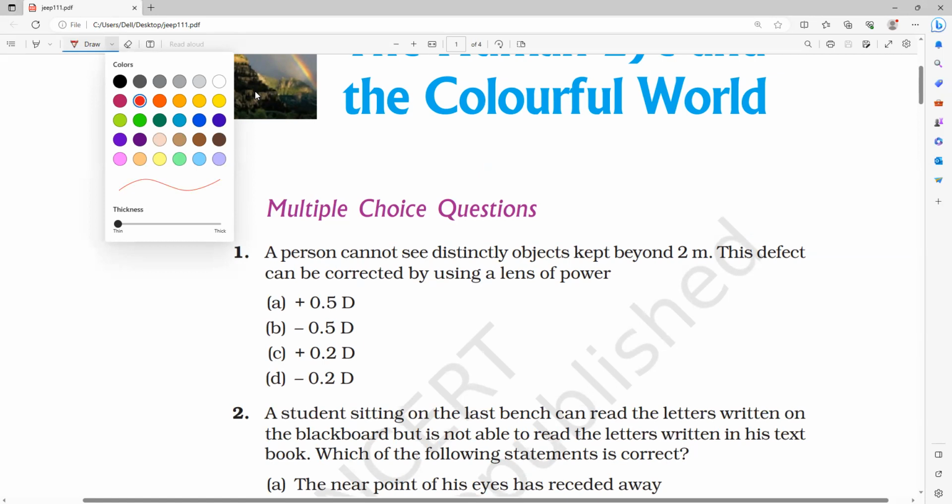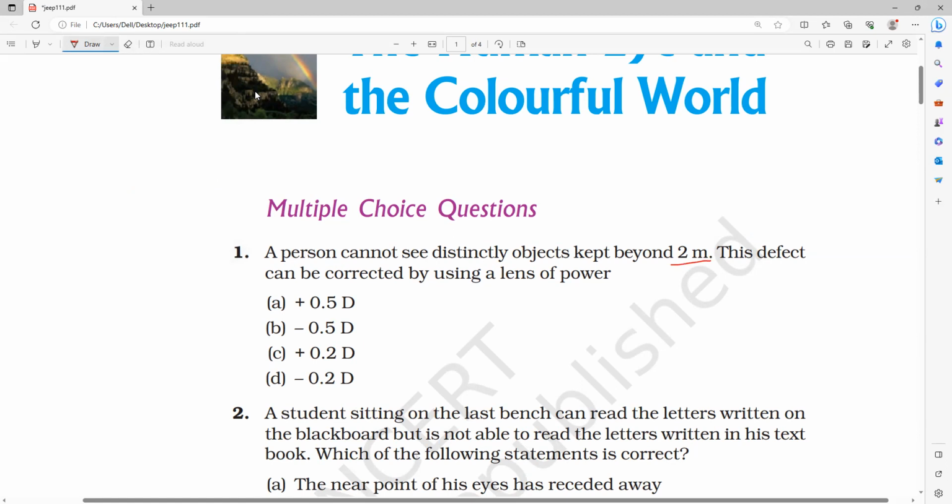A person cannot see distant objects kept beyond 2 meters. This defect can be corrected by using a lens of power what? First, he cannot see objects which are present beyond 2 meters. So what does it mean? Anybody? It is a far vision defect, myopia or hypermetropia? Myopia. Yes. Once an object is beyond 2 meters, you cannot see it. So the maximum you can see is up to 2 meters.